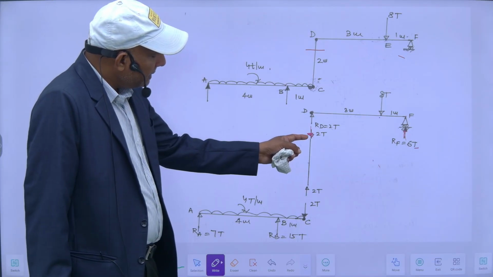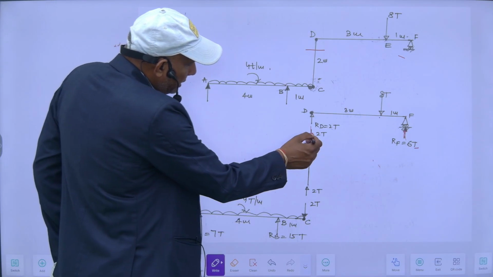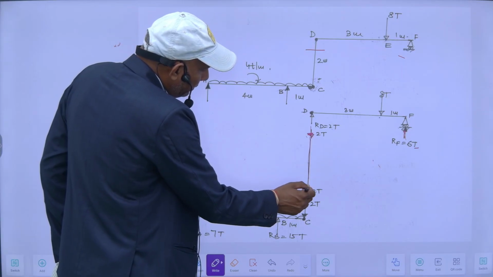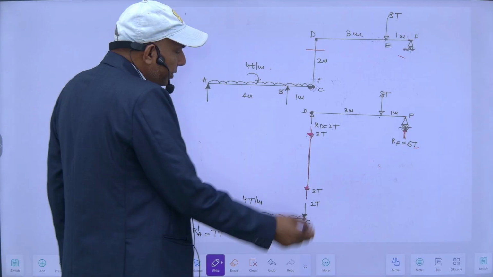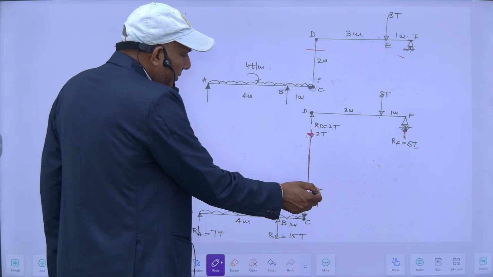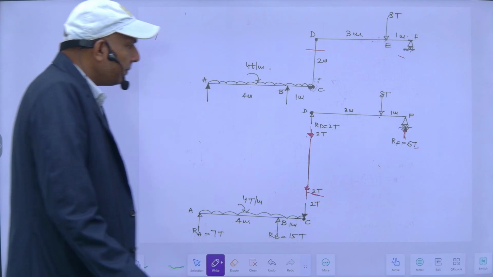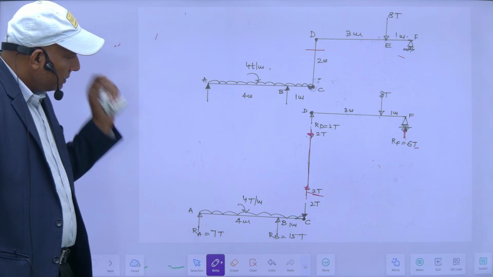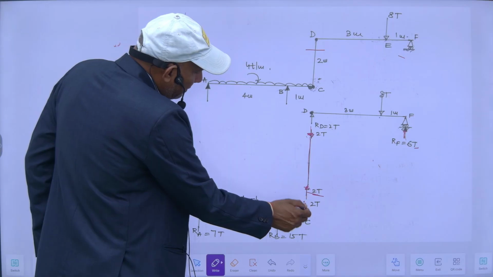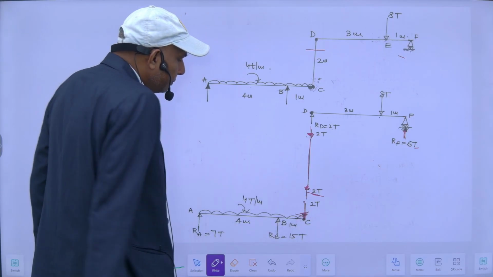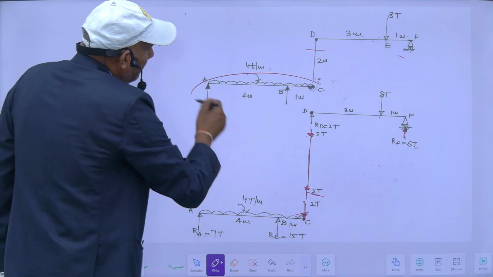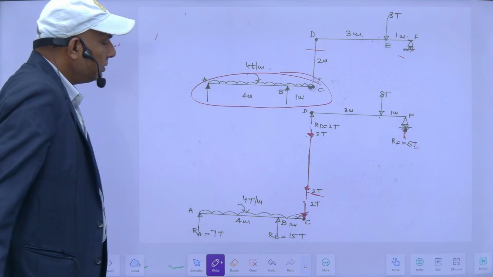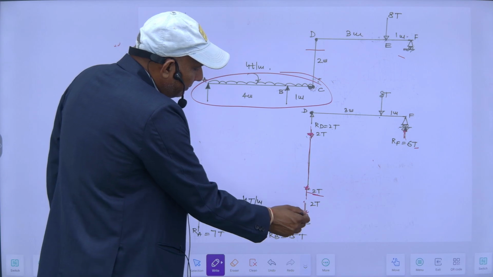So if it is vertical downward 2 kilonewton, again for this rod it will be upward for the equilibrium, and in addition there is no horizontal arm moment. So this is the free body diagram of this rod. It is vertically upward, then vertically downward of 2 ton. So this will be the free body diagram of this portion. There is a vertical downward load of 2 ton here.